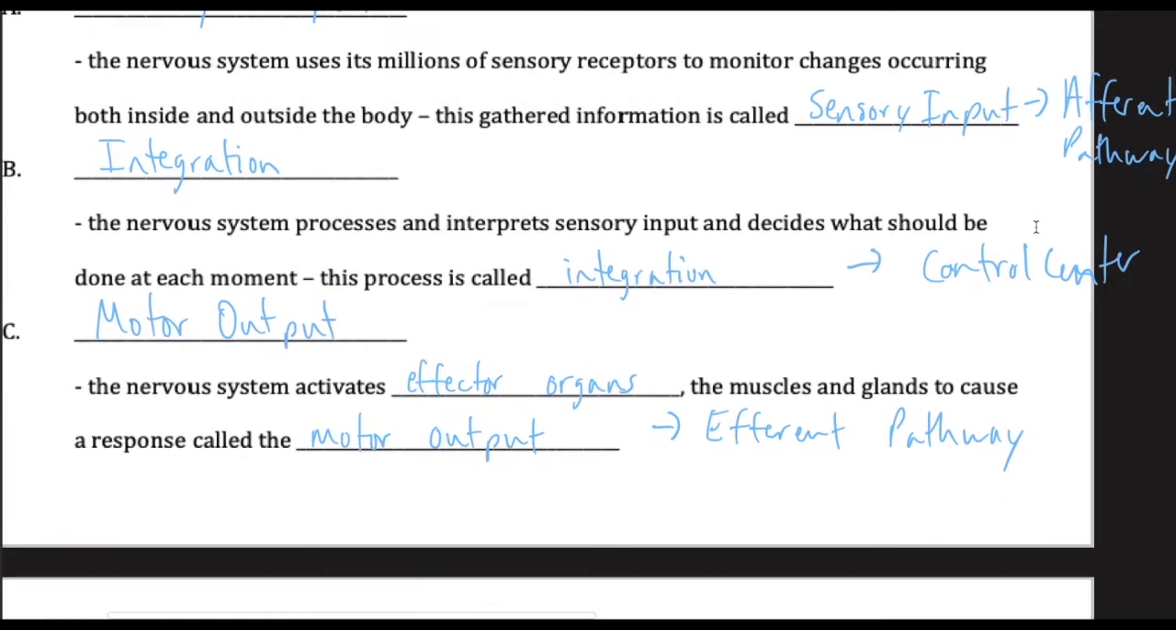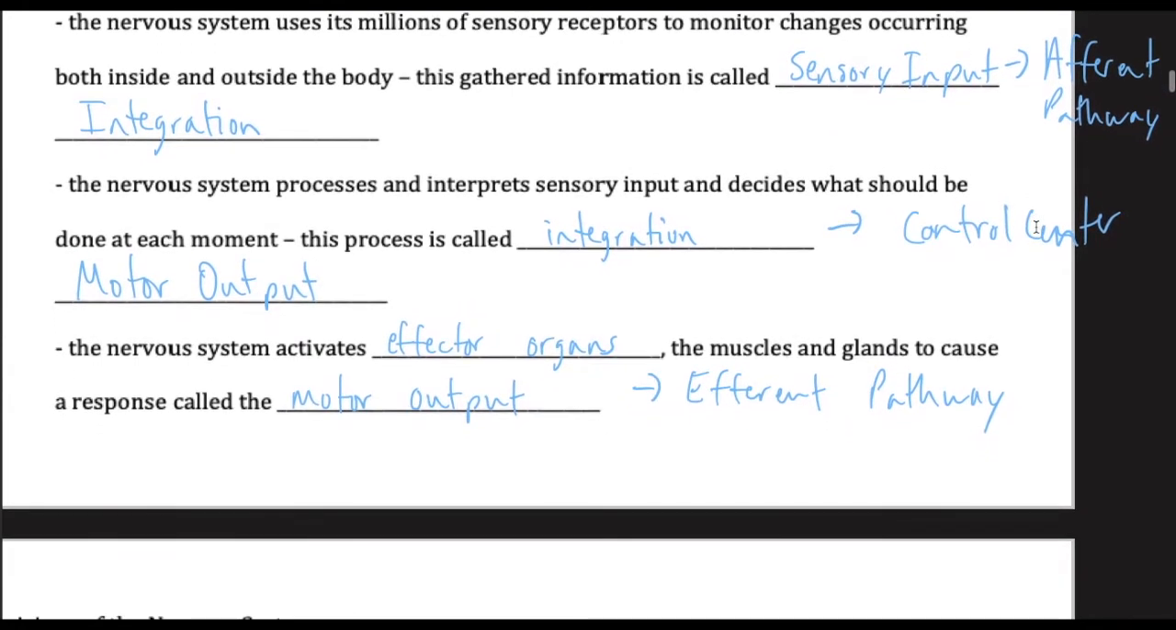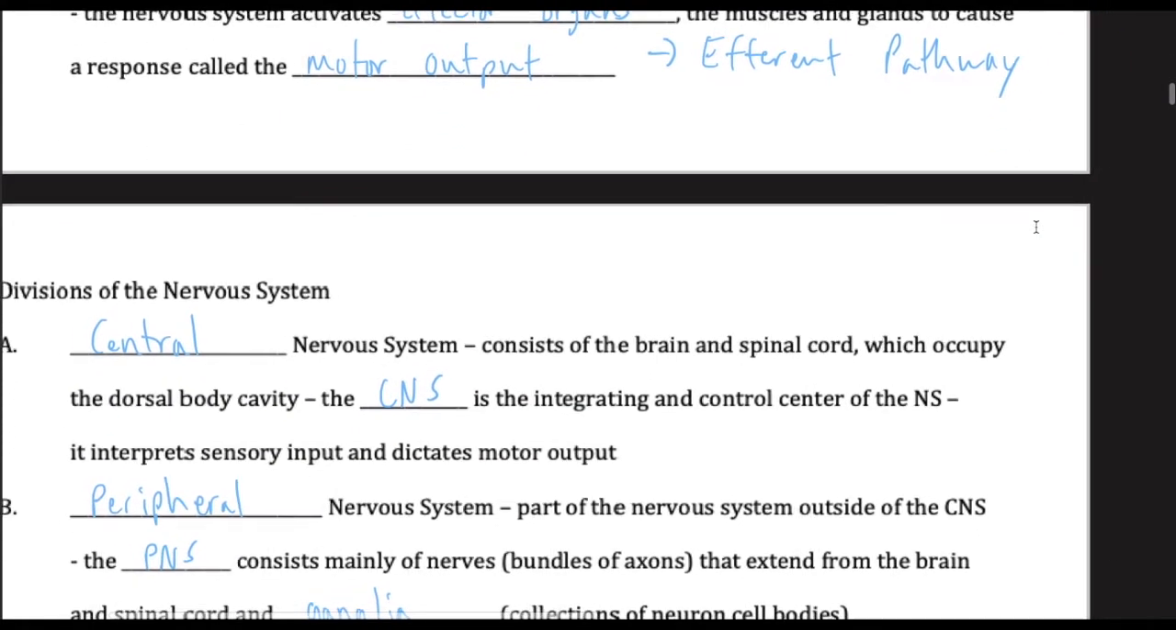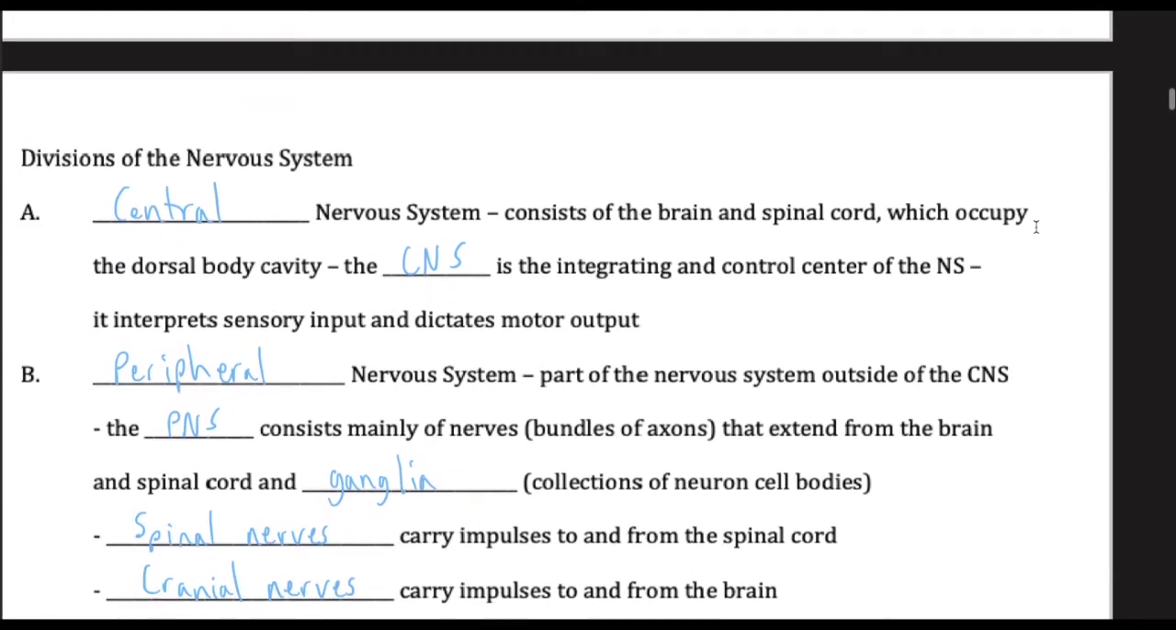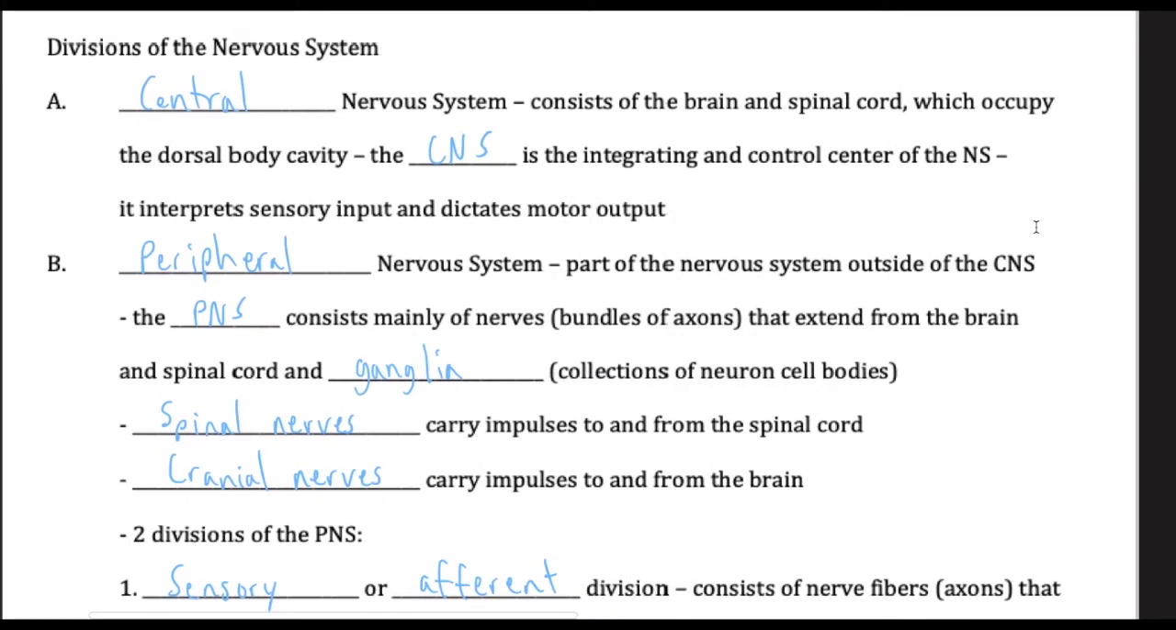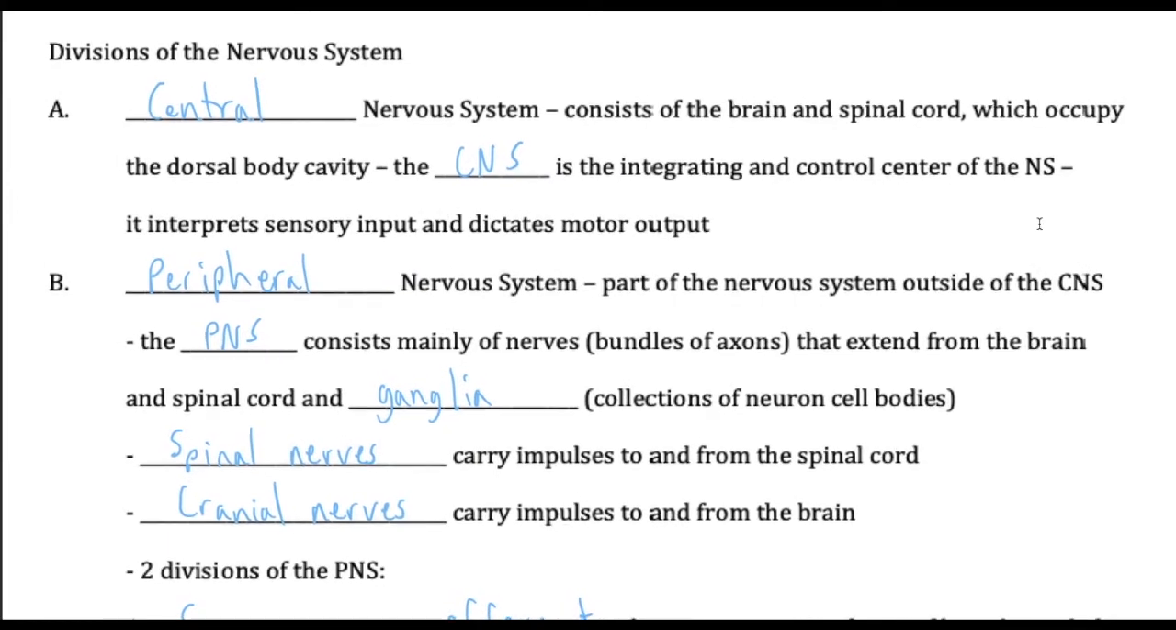Motor output. So the nervous system activates the effector organs, muscles and glands, to cause a response, or what we call the motor output. That's going to be our efferent pathway. So now we have some divisions of the nervous system. So I'm going to zoom in a little bit. There we go.